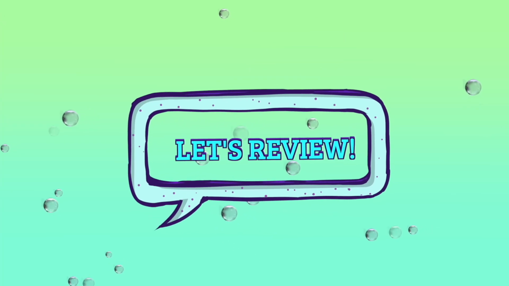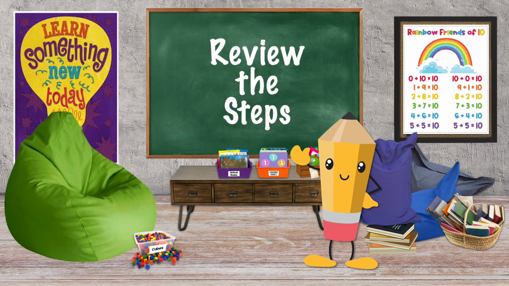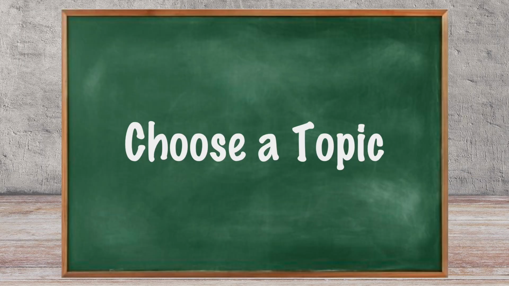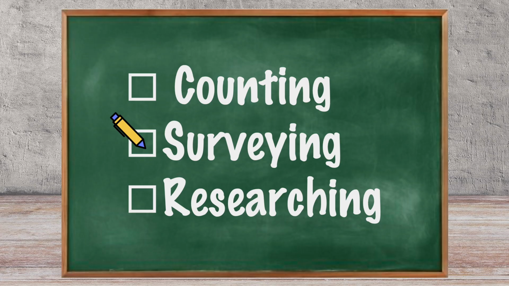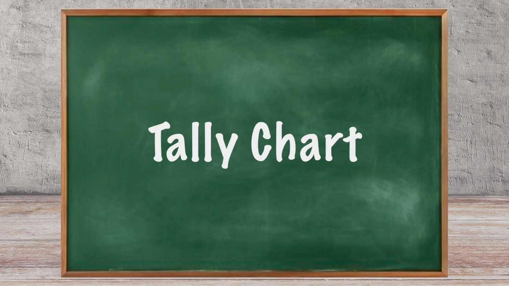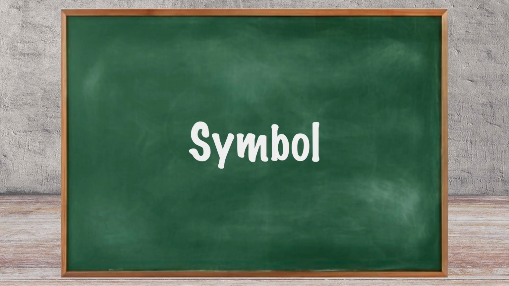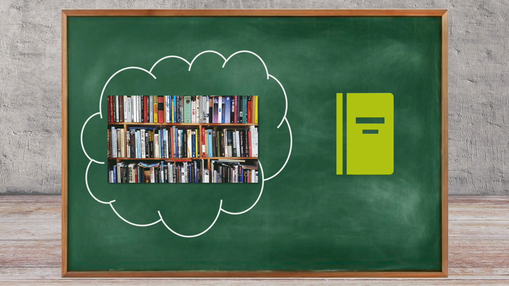Let's review the steps Percival took. First, choose a topic. Next, gather data. Third, create a tally chart. Fourth, choose a symbol for your pictograph.